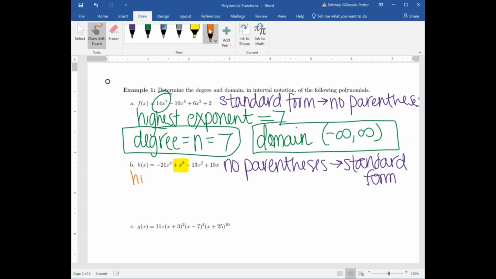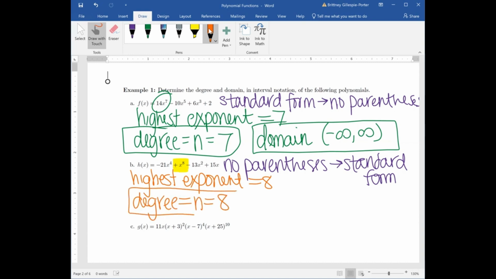So our highest exponent is 8, which means that our degree n is 8. Don't forget, they also want our domain in interval notation, and our domain of a polynomial is always negative infinity to positive infinity.